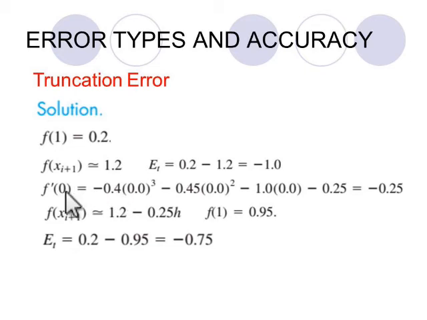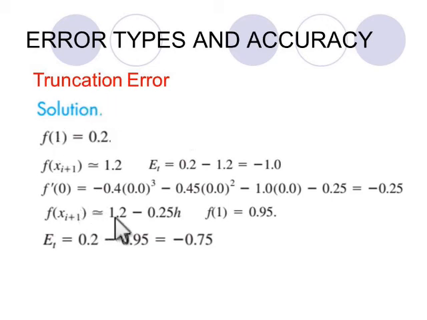Now let's calculate the first derivative, f prime 0. That's equal to minus 0.4 multiplied by 0, because we are expanding it around 0, to the power 3, minus 0.45 times 0 to the power 2, minus 1.0 times 0, minus 0.25. So the derivative of the function at 0 is minus 0.25. Okay, so this is the derivative. I want to calculate the zero order term.